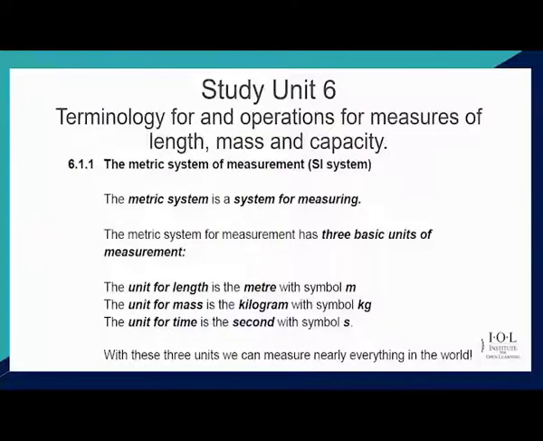Study Unit 6. Terminology for and operations for measures of length, mass and capacity. We use the metric system, the SI system. The metric system for measurement has 3 basic units of measurement. I've asked it once and most students got it wrong. The unit for length is meter with symbol m. The unit for mass is the kilogram with symbol kg. And the unit for time is the second with a symbol of s. If you write liter, it is wrong. That is the 3 units. Ensure that you know them by heart. With these 3 units, you can measure nearly everything in the world.